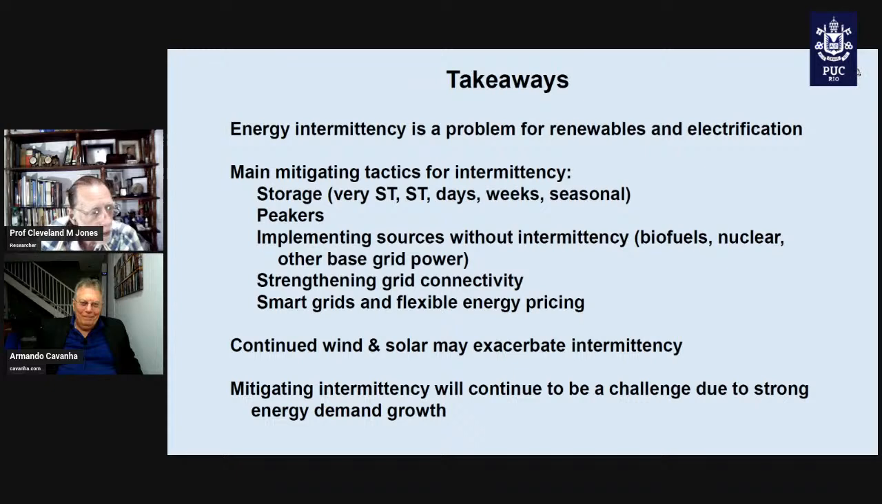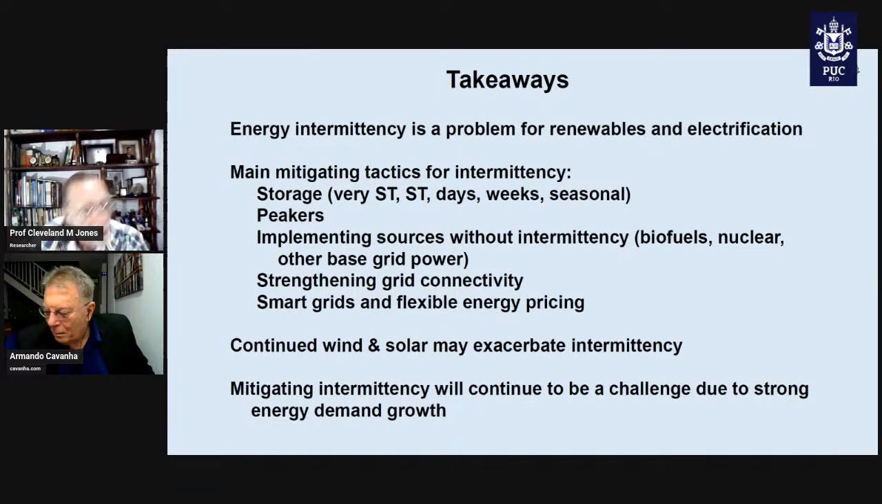Storage from very short term, even floating, rotating flywheels with low friction that can cover intermittency for very short periods, seconds, minutes, days. Then we go to weeks and seasonal. That's the necessary infrastructure, expensive, as you said, not always considered beforehand. I think nowadays it is being considered more often, luckily, because of the problems that occurred, and especially curtailments, which hurt the bottom line very much.